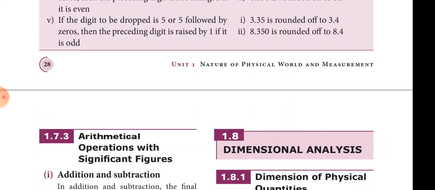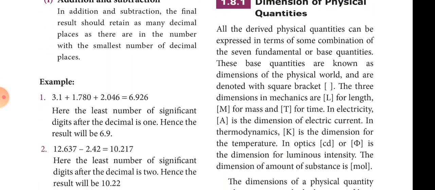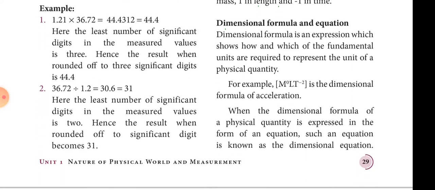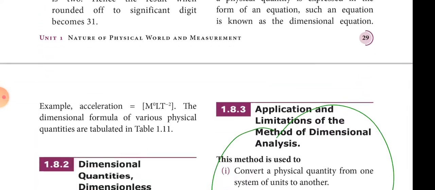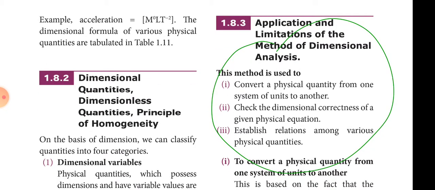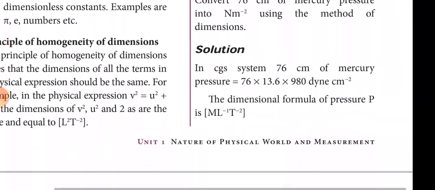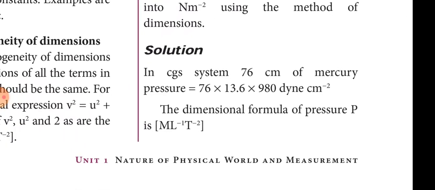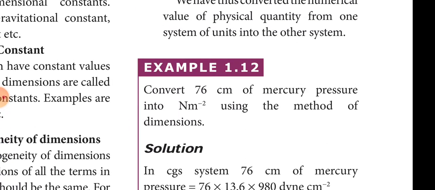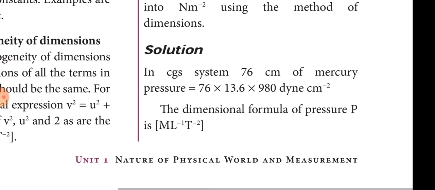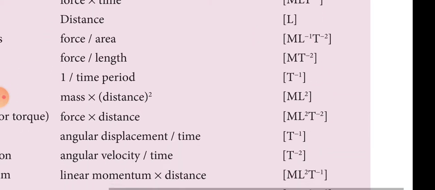These are the most important questions, and the last and final questions are of dimensional analysis. Dimensional analysis questions can be asked in 2 most important ways. What are the advantages of dimensional analysis, or what are the applications of dimensional analysis? These questions will be asked many times. Convert 76 centimeter of mercury pressure into Newton per meter squared using the method of dimensions, by using dimensional analysis.